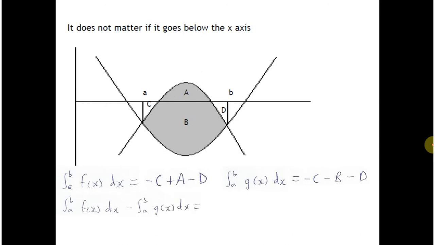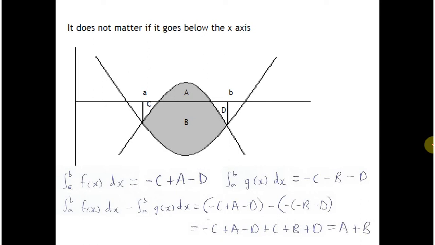Now if we do the subtraction of those two integrals, the integral of the top, which is f of x, minus the integral of the bottom, which is g of x, we get minus C plus A minus B, minus, from the brackets, minus C minus B minus D, which is minus C plus A minus B, plus C plus B plus D. The C's and D's cancel, and we're left with A plus B, which is the shaded region, the area between the two curves. So it still works even if the region goes below the x-axis.